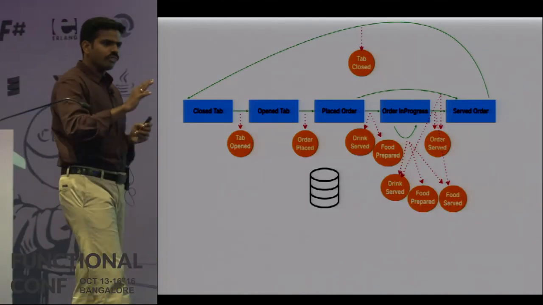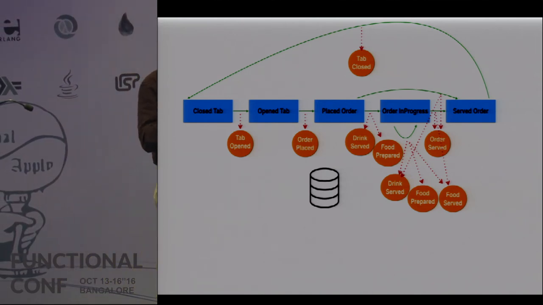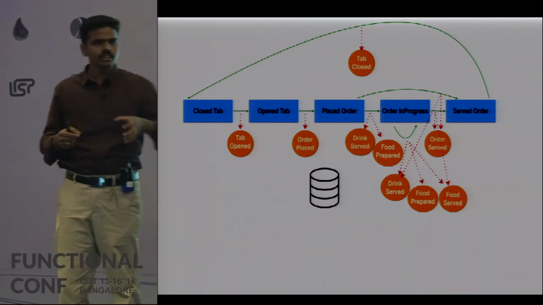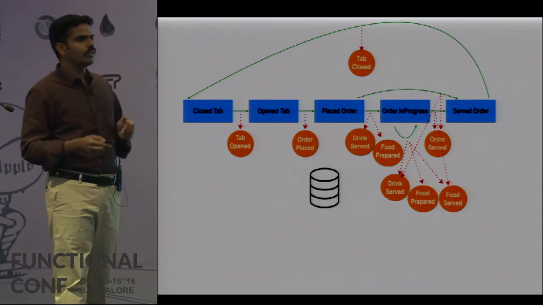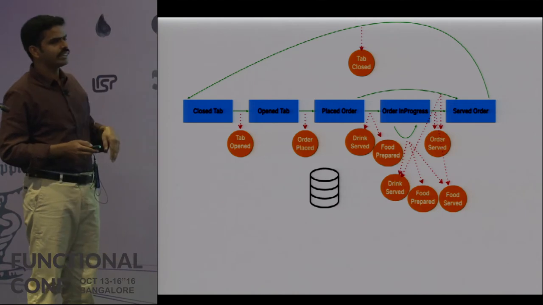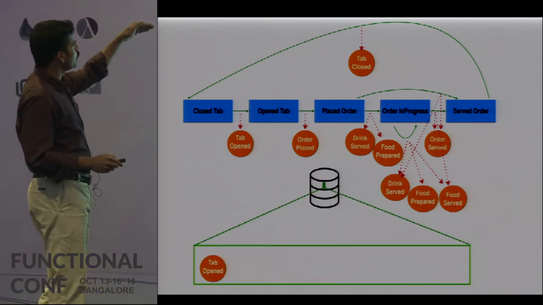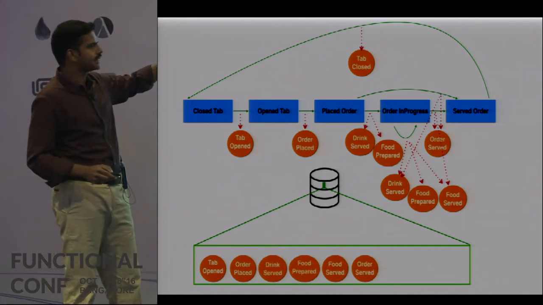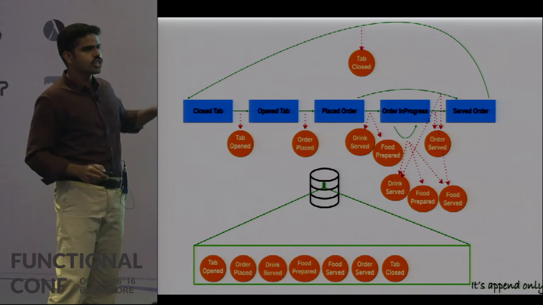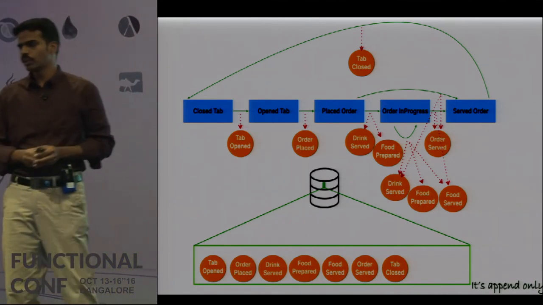Fine. Now we know two things. The outside world can know about the state transition by means of events. So instead of saving the state, we are going to save the events. We are going to save the events in the order they were actually emitted from the system. It's an append-only data store, much like a transaction log in your system.